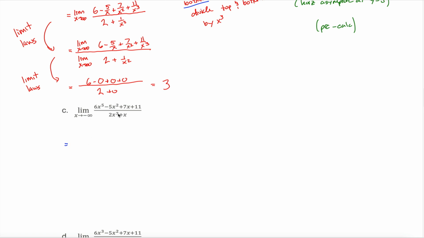I'm going to divide everything by x cubed to get the limit as x approaches negative infinity of 6x squared minus 5 divided by x plus 7 divided by x squared plus 11 over x cubed. Make sure you follow where all 4 of these terms come from. I want to divide that by 2x cubed divided by x cubed, in other words 2, plus x divided by x cubed, in other words 1 over x squared.